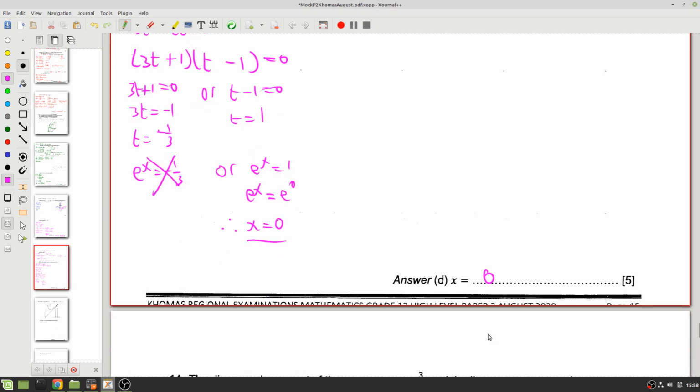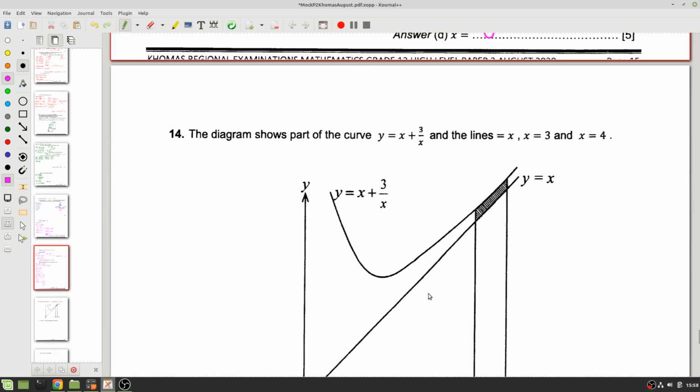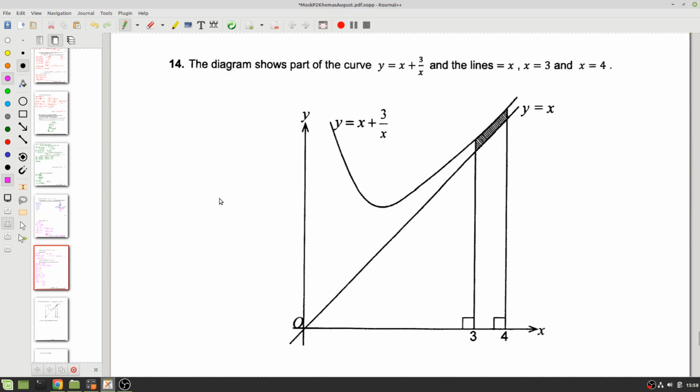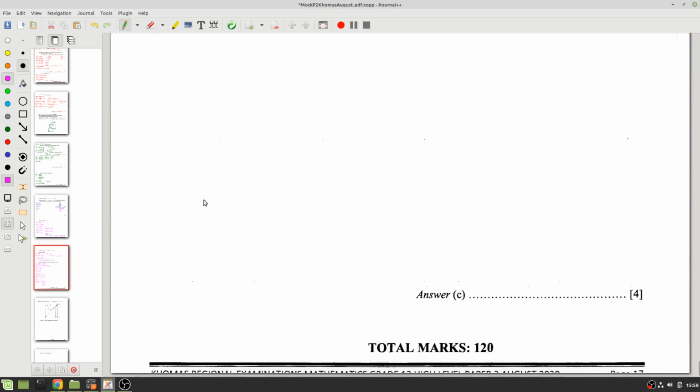X equals 0. Alright, that's it for question 13, and then the last question, yes, question 14 will come up shortly.